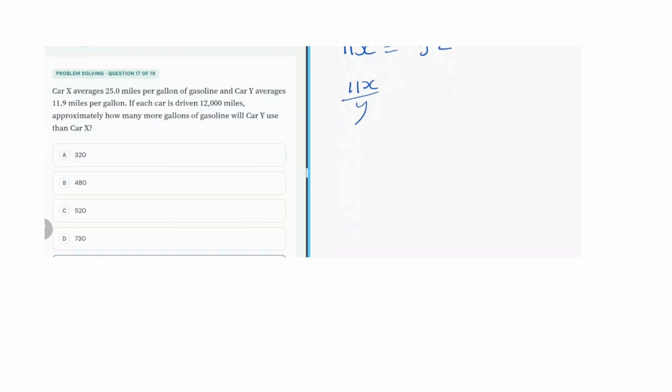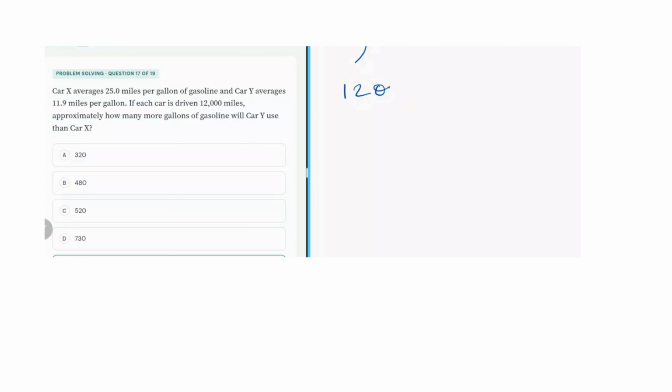Car S averages 25 miles per gallon of gasoline, and car Y averages 11.9 miles per gallon. If each car is driven 12 miles, approximately how many more gallons of gasoline will car Y use than car S? Remember that the distance is the same and we are looking for the one that is higher.